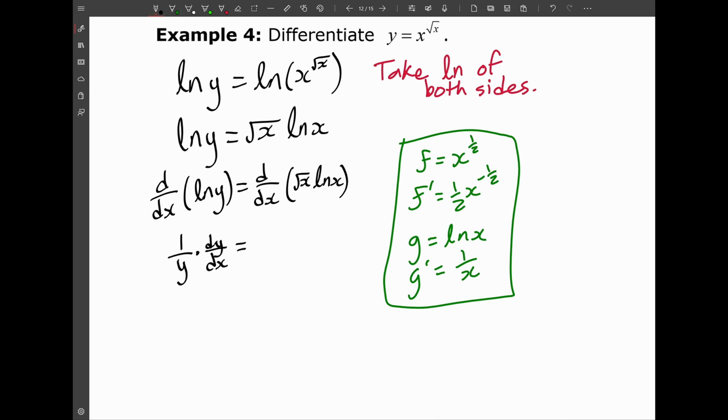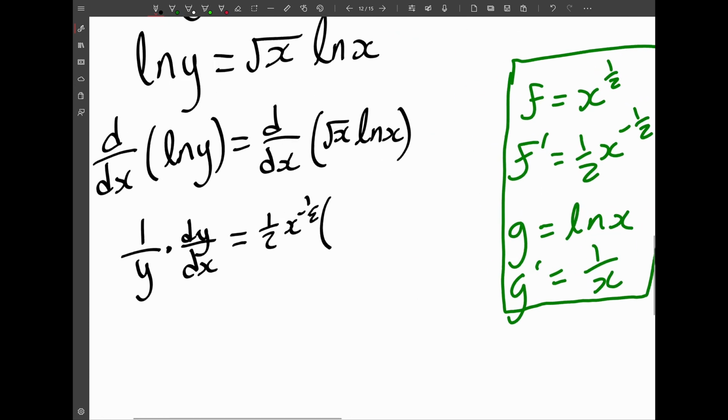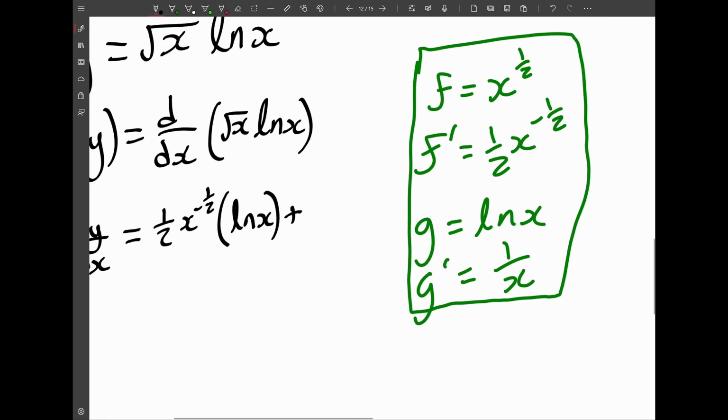Fingers crossed I left myself enough space. We'll find out. It's going to be an adventure for everyone. Let me move that over just a little bit to make enough space. So I've got f prime, which is 1/2 x to the negative 1/2, times my g, which is natural log of x. Hush, honey, I'm doing math. No, it's calculus time, not petting you time. Then it's going to be f, which is x to the 1/2, times our g prime, which is 1 over x.